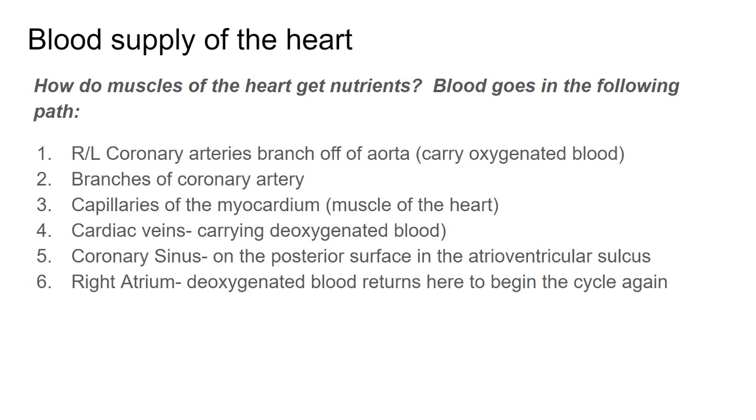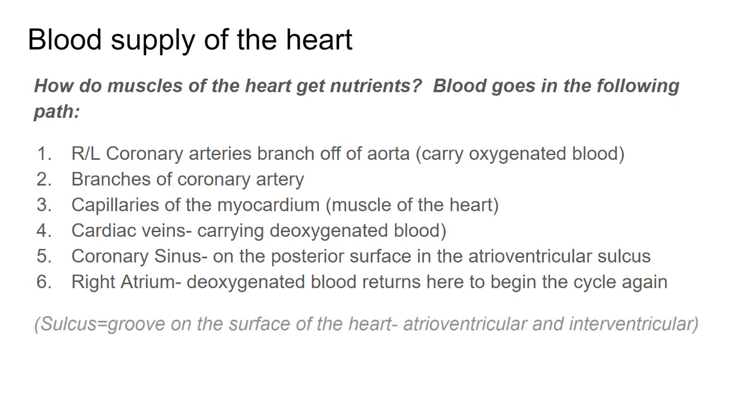The deoxygenated blood returns to the right atrium, and we start the whole thing all over again, very similar to what we had with pulmonary versus systemic circulation. There you go. See a sulcus. That's a groove on the heart. I have two sulcuses, or sulci, I guess, on the back of my heart. We'll see those when we dissect on Thursday.